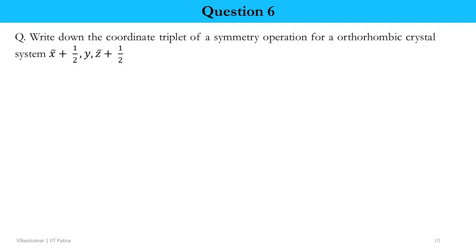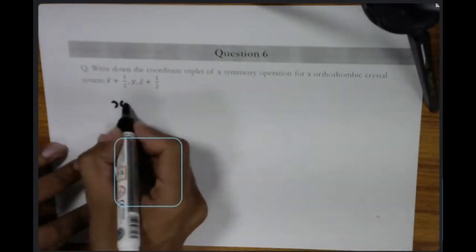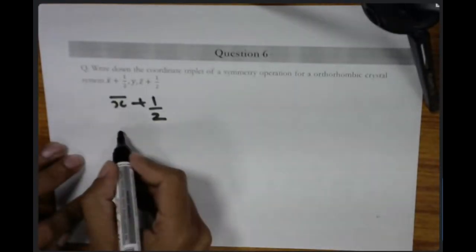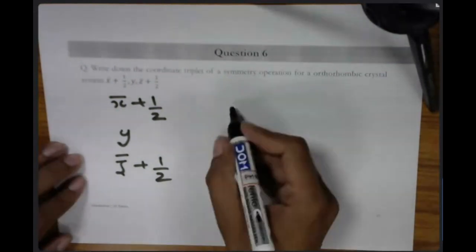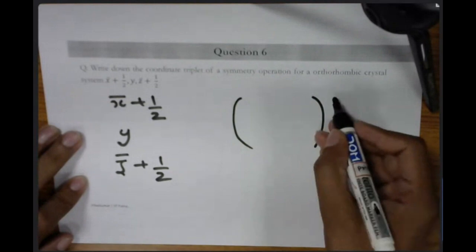Question number 6. Here we have to write down the coordinate triplet of the symmetry operation of the orthorhombic crystal system. So what symmetry operation is that? X bar plus 1 by 2. That is a translation by 1 by 2. Y is remaining y and z is remaining z plus 1 by 2. So how do we write the symmetry operation for this? There will be the matrix part, and there will be the column part.